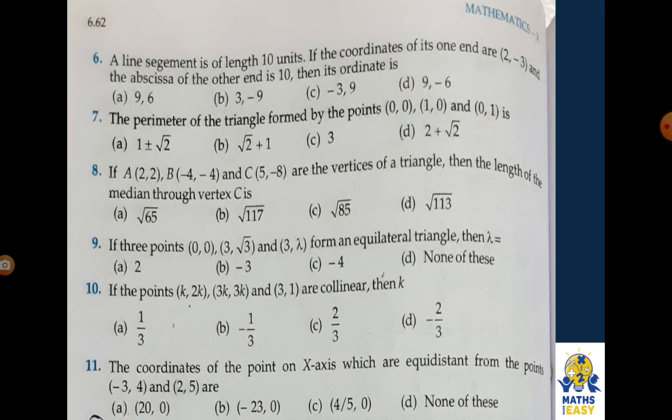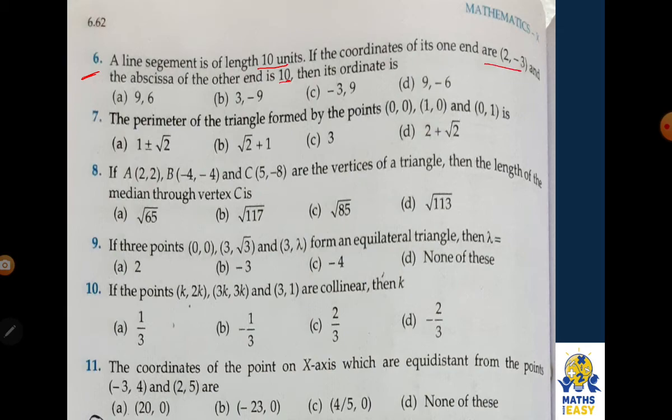Okay, so let's start. The first question is, a line segment is of length 10 units. If the coordinates of one end are (2, 3) and the abscissa of the other end is 10, then find the ordinate.